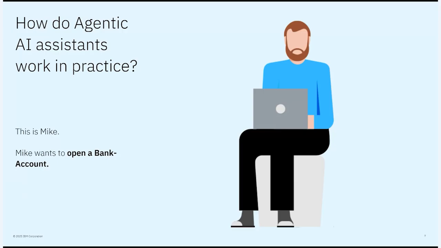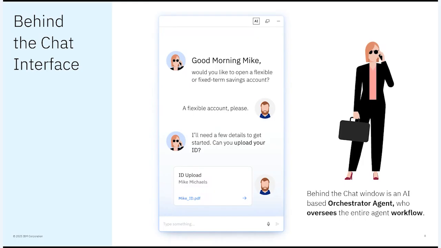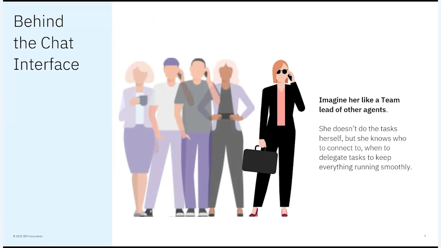So let's focus on an example use case. Mike wants to open a bank account. Let's see how he does that with an agent and actually break down the agent's properties. Mike opens a banking assistant requesting a new savings account, and in the background is an AI-based orchestrator agent overseeing the entire agentic workflow for Mike. The orchestrator agent interacts with other agents and delegates tasks to those agents to complete the task or workflow requested by Mike.